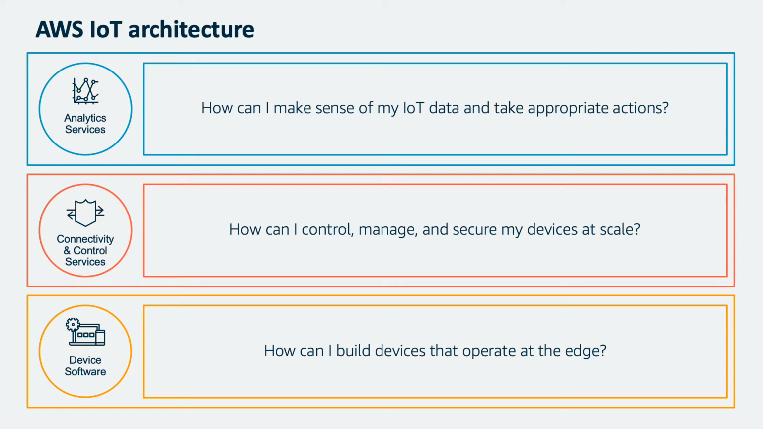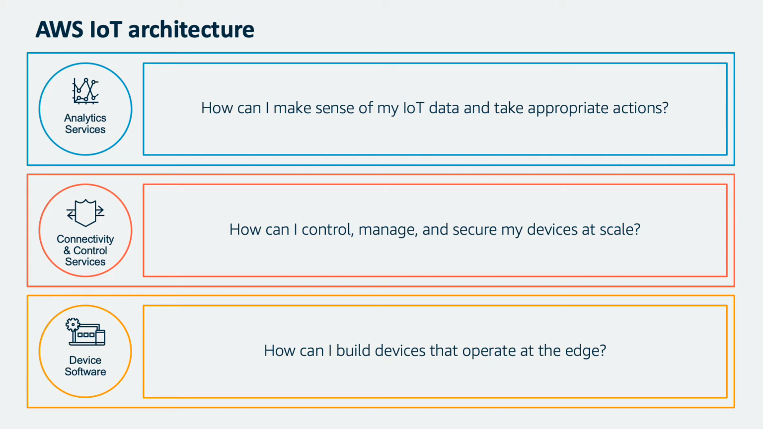For device software, it's asking the question, how can I build devices that operate out on the edge? So if I'm operating, let's say, a fleet of vehicles and I want to get the latest telemetry to and from those vehicles, how can I do that? Through what devices?